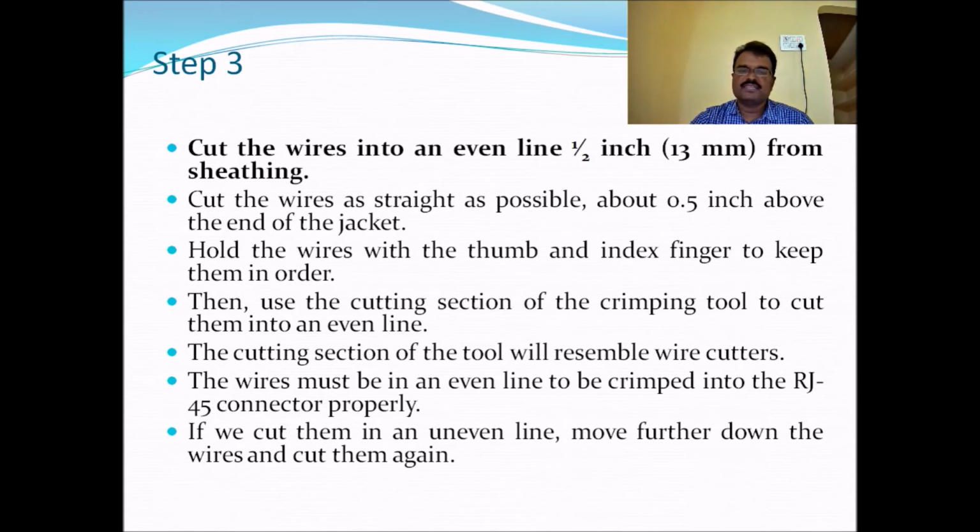Hold the wires with the thumb and index finger to keep them in order. Then use the cutting section of the crimping tool to cut them into an even line. The cutting section of the tool will resemble wire cutters. The wires must be in an even line to be crimped into the RJ45 connector properly. If they are in an uneven line, trim further down the wires and cut them again.